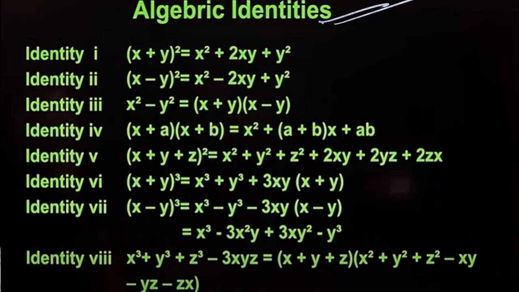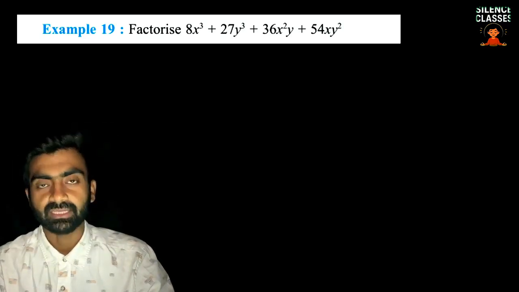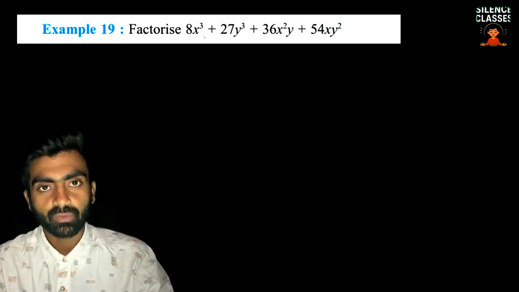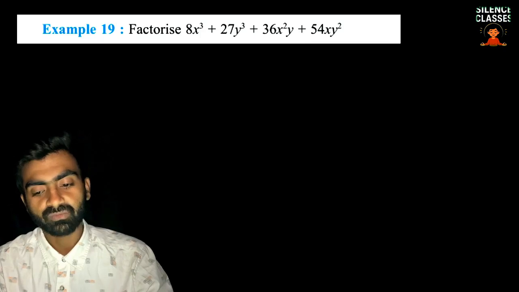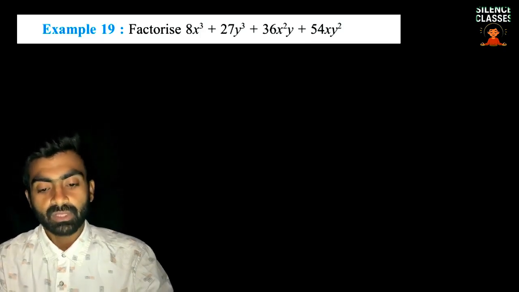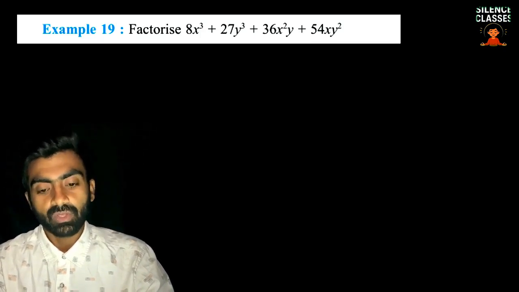Okay, now let's move to example number 19. Now let's check what example number 19 is saying. We have to factorize 8x cubed plus 27y cubed plus 33x square y plus 54xy square. Okay, if you know the identities, you can solve this question very easily.